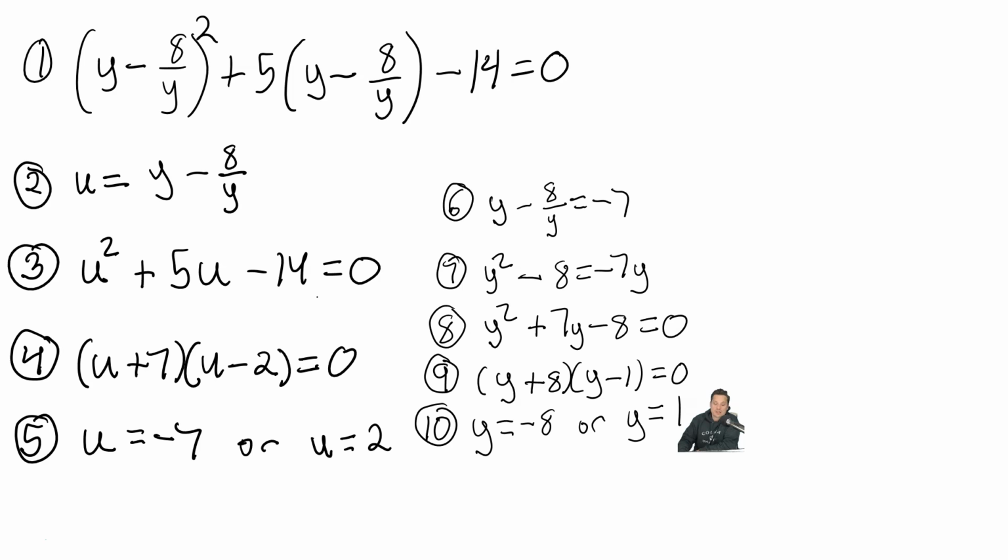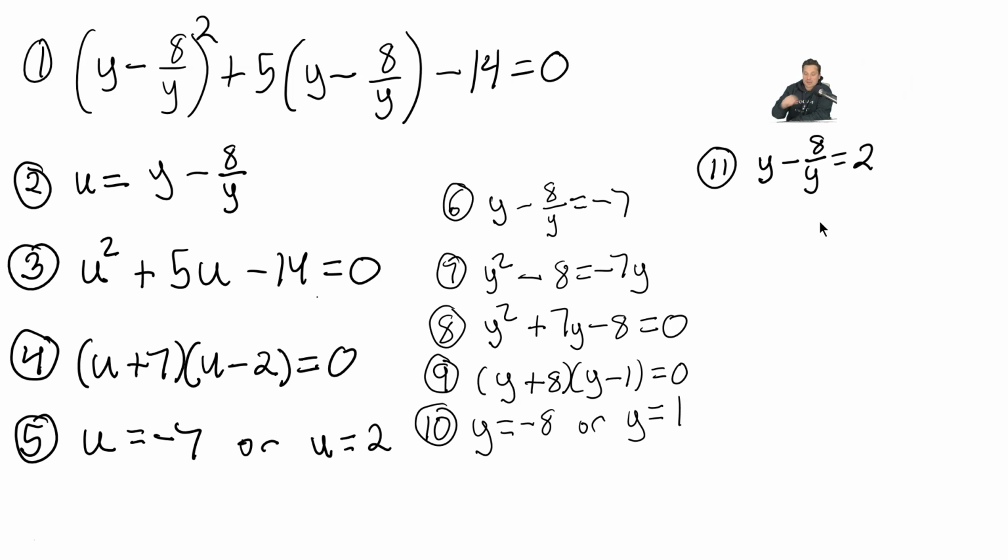The reason is the following: remember back at step 5, you had u equal to negative 7. So steps 6 through 10 gave you the corresponding values of y. But now you also have to set y minus 8 over y equal to u equals 2. So let's go through that process. So step 11, y minus 8 over y equals 2. Again, I'm doing that because u is equal to y minus 8 over y. And then I'm going to multiply everything by y. At the next step, 12, that is going to give me y squared minus 8 equals 2y. So from 11 to 12, multiply each term by y.